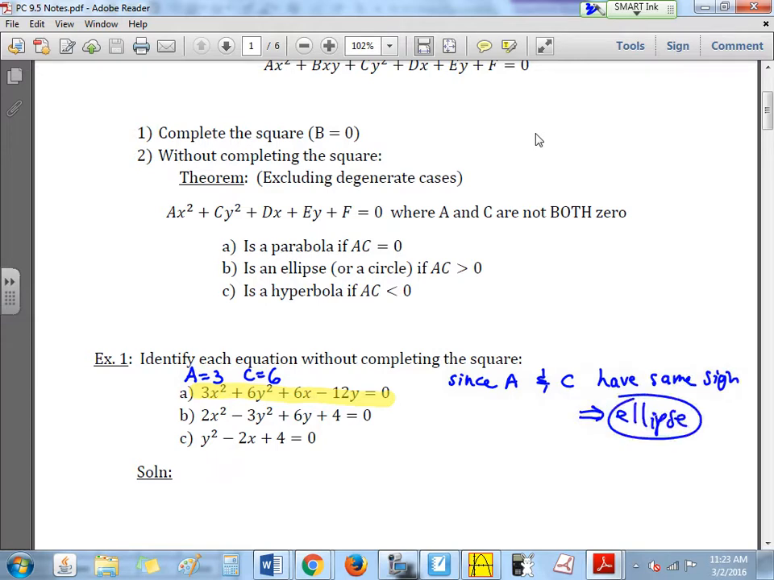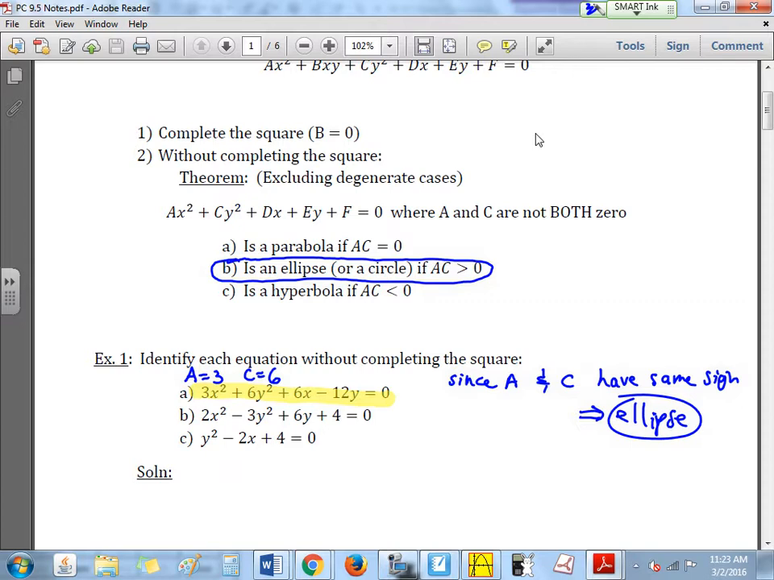Okay, there's another way to say that too. It says here it's going to be an ellipse if AC is positive. A times C is positive. So you have to admit, this really does mean the same thing. Because if I told you A times C was a positive number, one thing you would know for sure is that both A and C are positive numbers or negative numbers. In other words, A times C can only be positive if A and C are both positive or A and C are both negative.